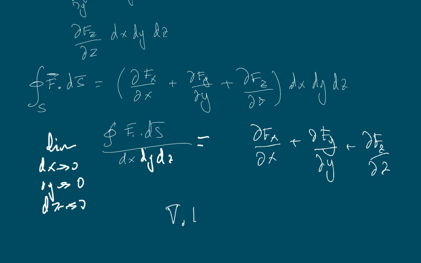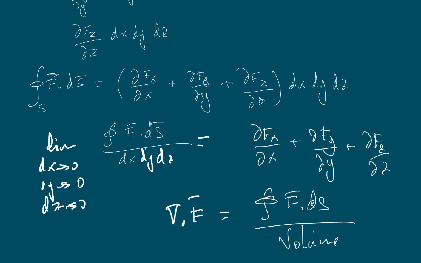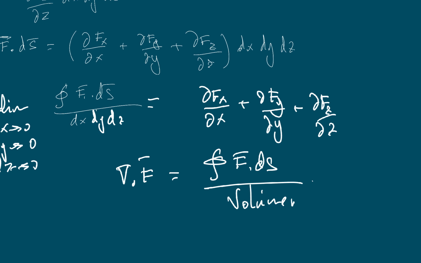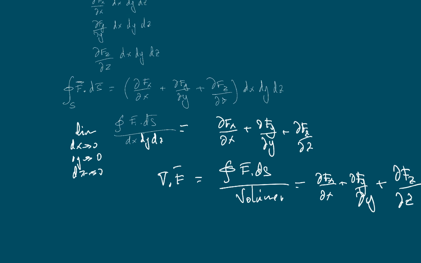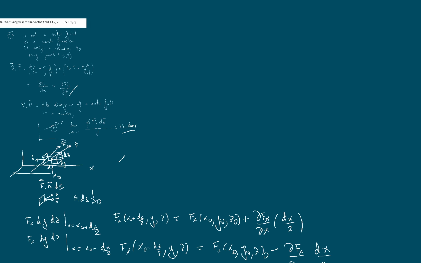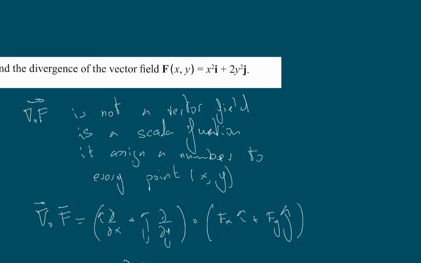The divergence of f is the flux of f scalar dS, the flux going in and out, the net flux per unit of volume. And to calculate this, we do the partial derivative of f sub x with respect to x plus the partial derivative of f sub y with respect to y plus the partial derivative of f sub z with respect to z. And now we can do the problem. So what is the problem saying? The problem is I find the divergence.